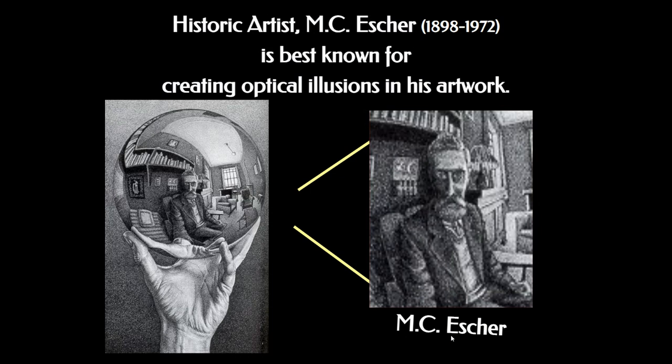M.C. Escher is another artist that's famous for creating optical illusions in his artwork. He's a historic artist that lived in the past from 1898 to 1972, and this is actually a self-portrait. This artist often used pencil. And here we see this artist holding a sphere. So this is a drawing of the artist's hand, and the sphere shows his self-portrait in the reflection.